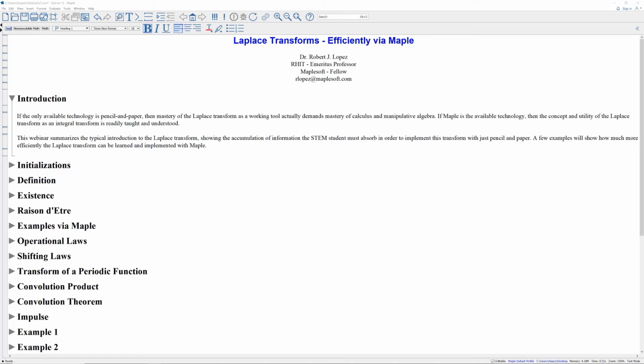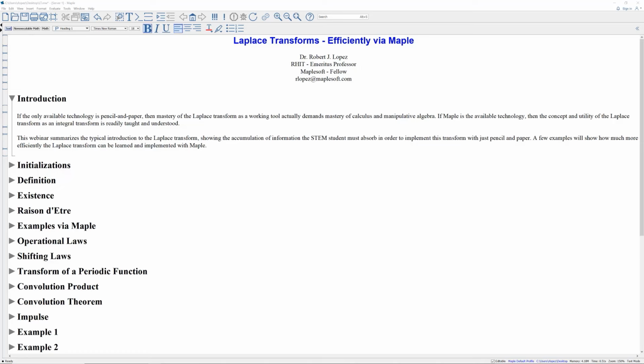Now, conceptually, the Laplace transform is simple. You change an ODE into an algebraic equation, you solve that algebraic equation, and return from the algebraic equation to the analytic domain. Implemented in, say, Maple, this paradigm is easy to comprehend. Implemented with just pencil and paper, it becomes a slugfest.